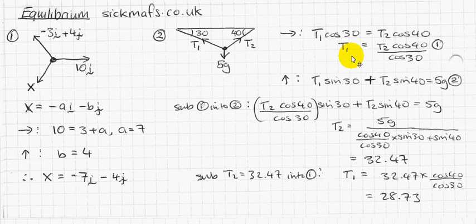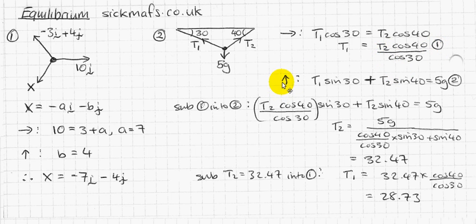If you rearrange it, we need to make T1 or T2 the subject, so we can stick it into the other equation which we get when we resolve vertically. I'm going to make T1 the subject. I could have made T2 the subject, but I'm going for T1. Making T1 the subject simply means moving the cos 30 to the other side. So I get T1 equals T2 cos 40 divided by cos 30. So that is my equation 1.